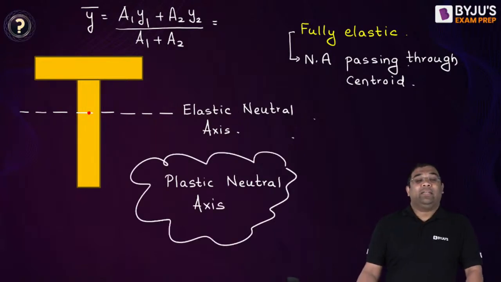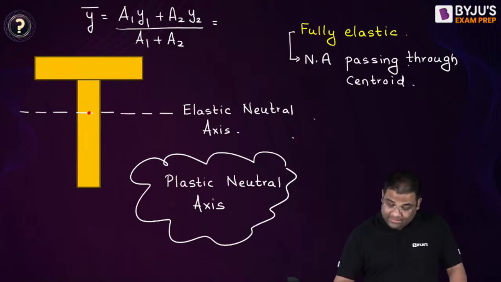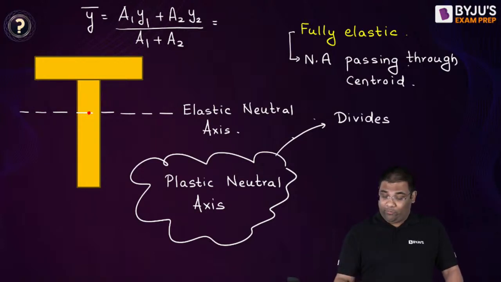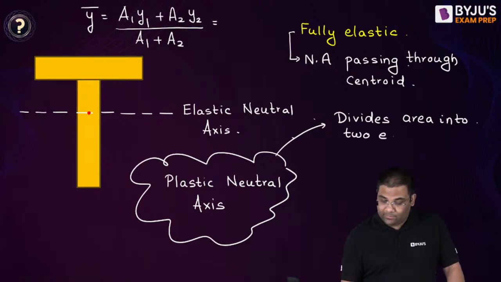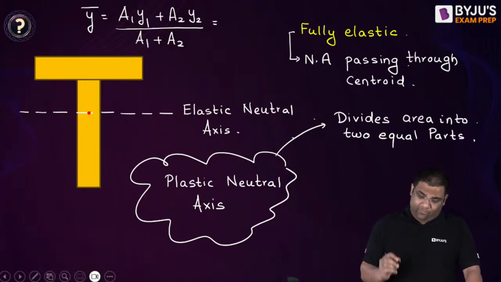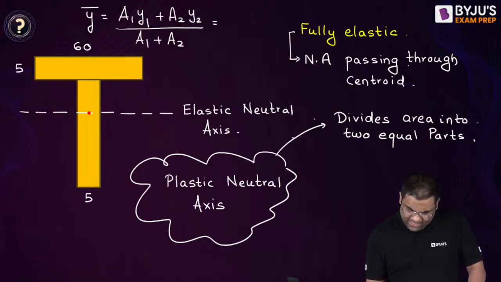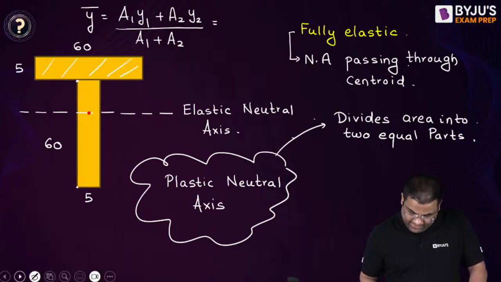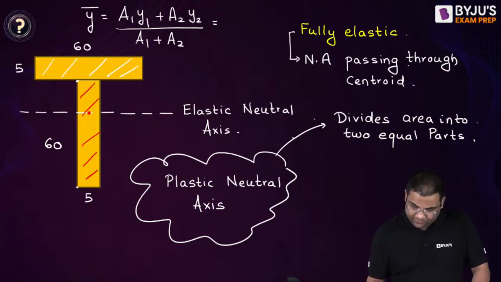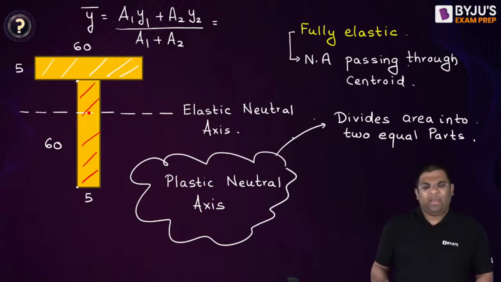Now, what is the feature of the plastic neutral axis? The plastic neutral axis divides the total area into two equal parts, right? That is the feature of your plastic neutral axis. Now see carefully, this is 60, this is 5, right? And now this is 5 and this is 60. Can I say this area is the same as this area? Yes, so these two areas are the same.